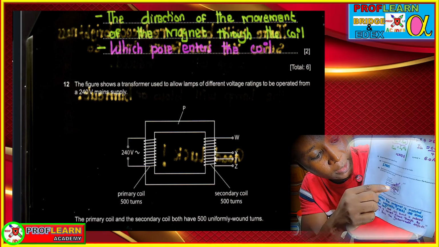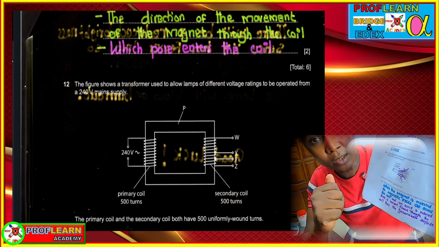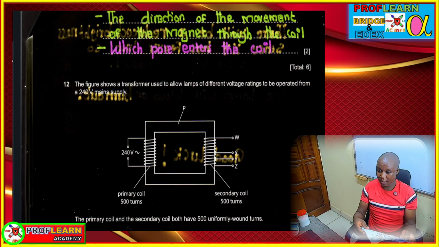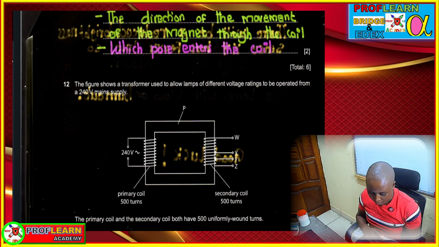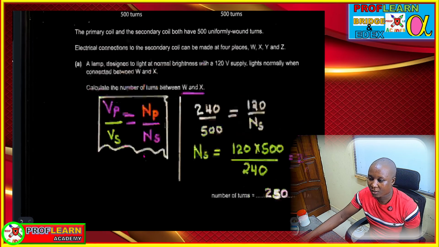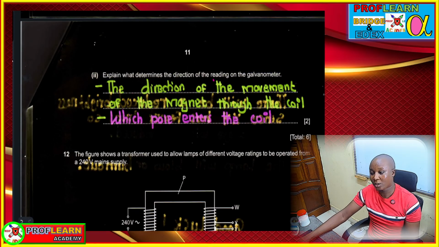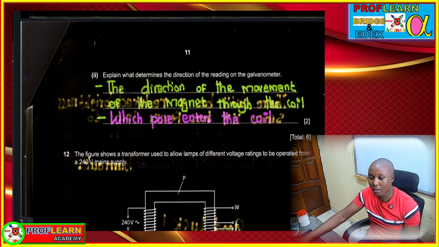Number 2 is the type of pole which is next to the coil, the polarity next to the coil. Those are some of the factors that determine it. So if you are asked to explain what determines the direction in the reading of the galvanometer, it is the direction in which the magnet is moving, and also which pole enters the coil.